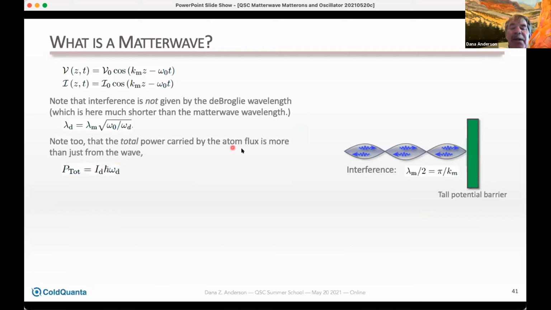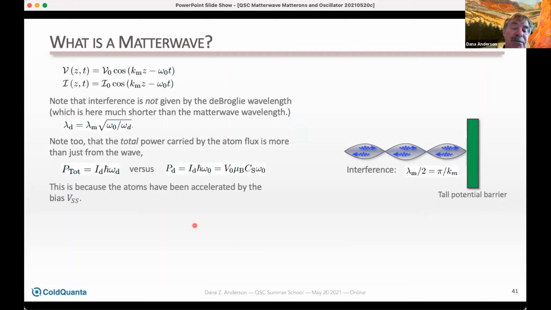And the power carried by the atom flux itself is actually much more than the power carried by this matter wave. And that's again because the atoms get a lot of momentum when they've gone out into the drain and realized the energy, converted the potential energy given by the bias into kinetic energy. They carry a lot of momentum and therefore a lot of power.